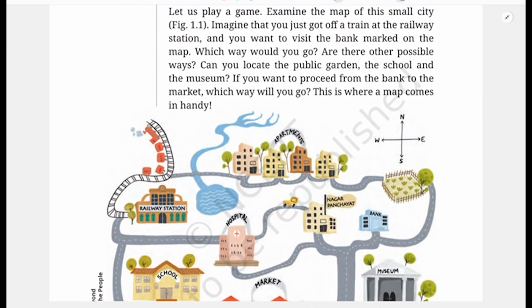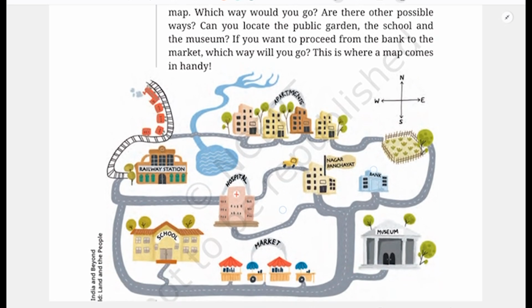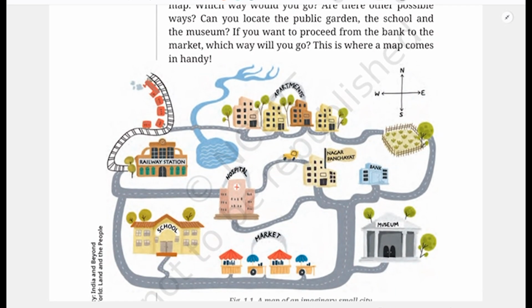And next, are there any other possible ways? We have already seen all the possible ways. And can you locate the garden, the school and museum? The garden in the map can easily be identified as the garden contains a lot of trees. So you can say this is the garden, and this is the museum, and this is the school.